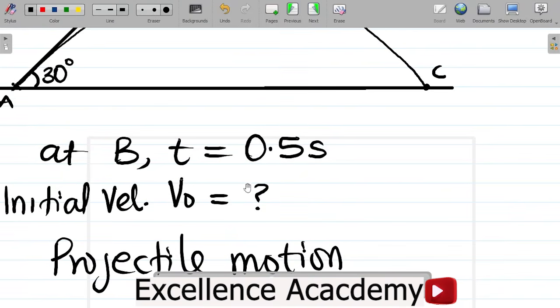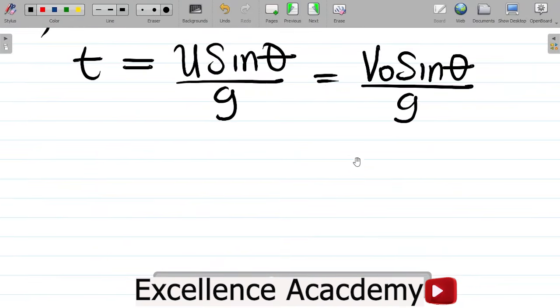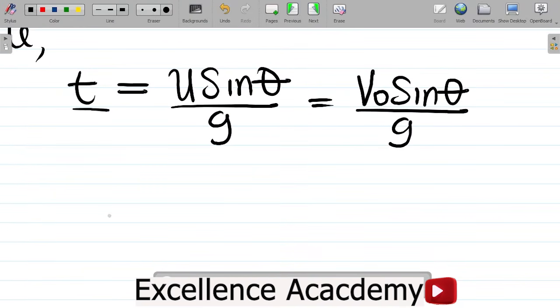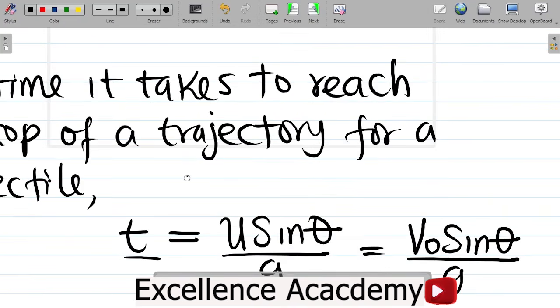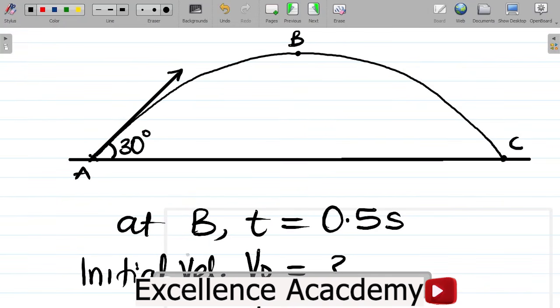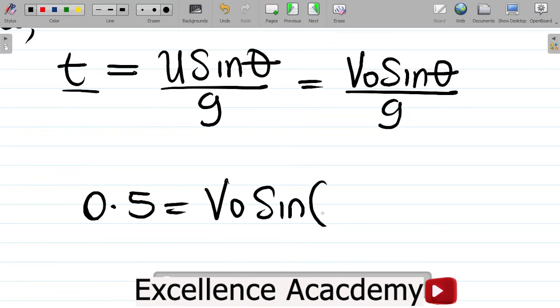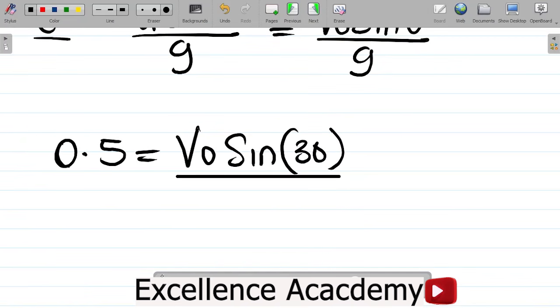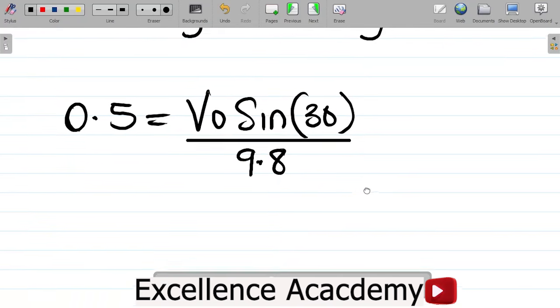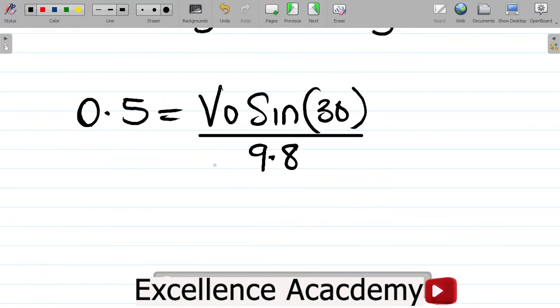In this question, they give us t as 0.5 seconds, so I'll just simply input values. T, being 0.5, is equal to V naught sine theta, where theta is the angle of inclination, which in this case is 30 degrees. So from here, V naught sine 30 all over g. We know that g is a constant, and the value of g is 9.8. All you have to do to get V naught is to cross multiply.